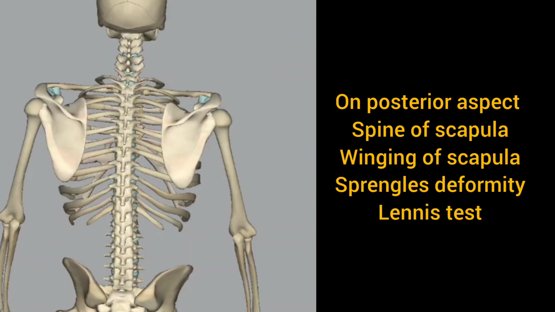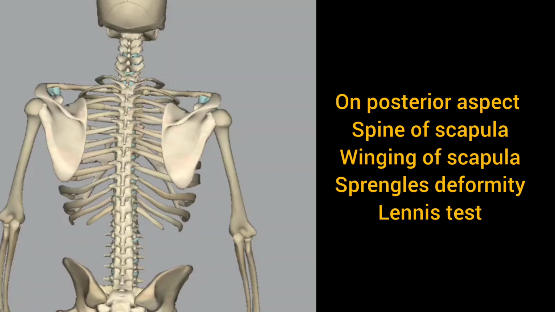On the posterior aspect, we look at the level of the shoulder, spine of scapula, winging of scapula, Sprengel's deformity, and Lennie's test. These things you should never miss when assessing the shoulder. The posterior aspect of assessing also includes the scapula.